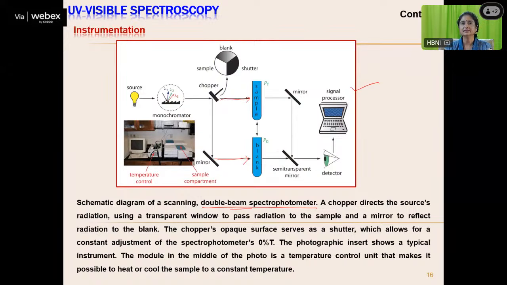The photographic insert shows one module which is used as a temperature control unit. If you want to measure your sample at various temperatures, modules like this are available. You can attach it to your instrument and do a temperature study of your system.